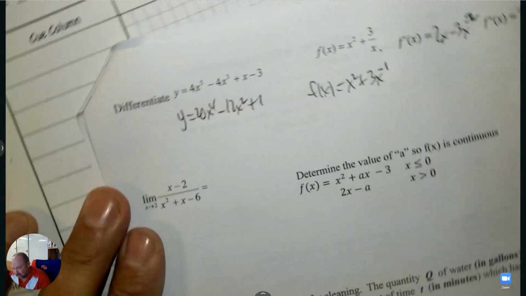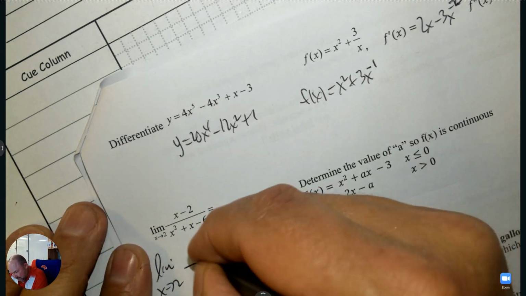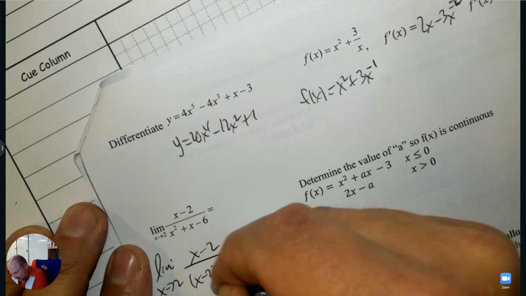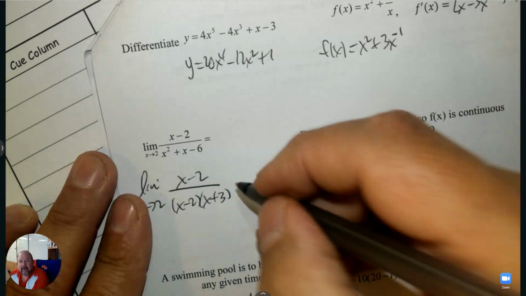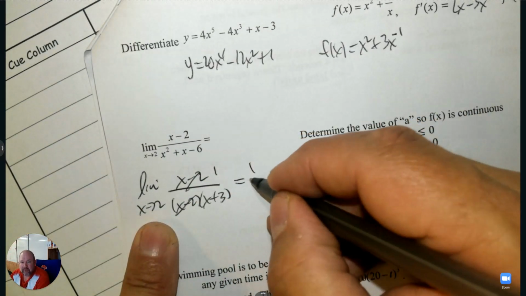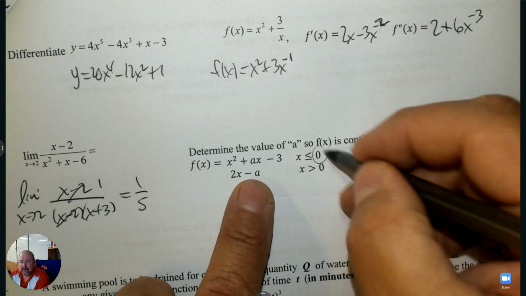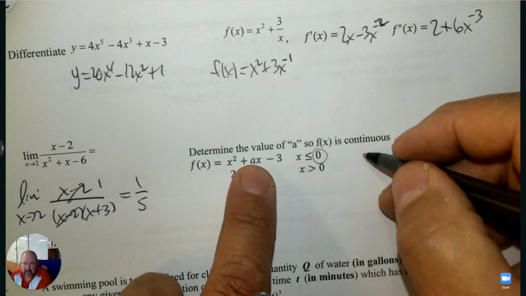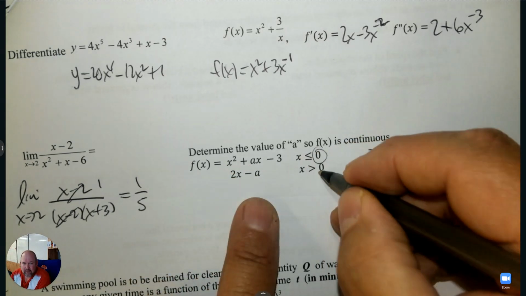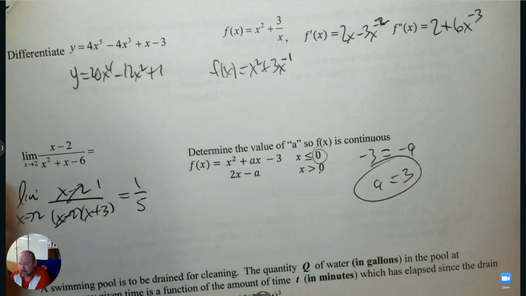Find the limit here. This is indeterminate, so I have to factor it. And after you factor it, they eliminate, and now you can plug in 2, and you get 1 over 5. To know if it's continuous, plug in 0 for x. So if I do that, I'm left with -3. Plug in 0 for x, I'm left with -a. So a is equal to +3. That's what would make it continuous.